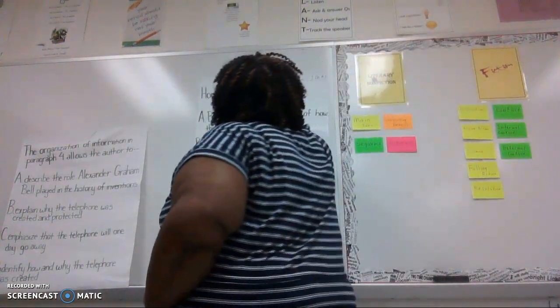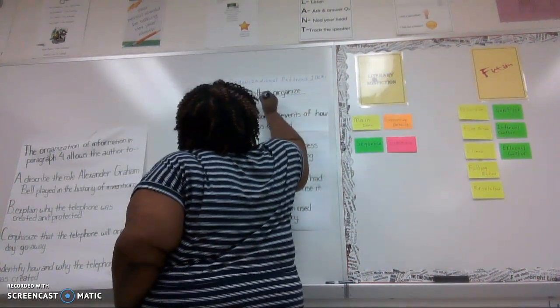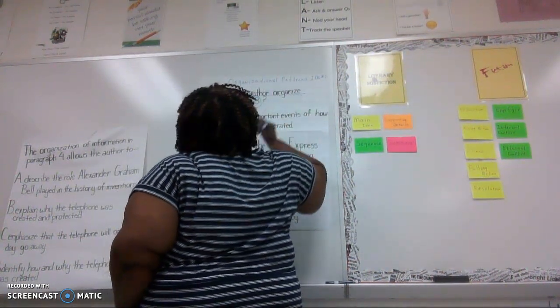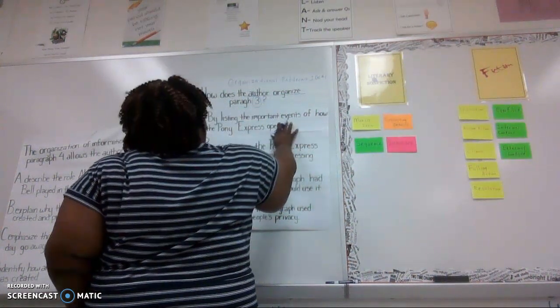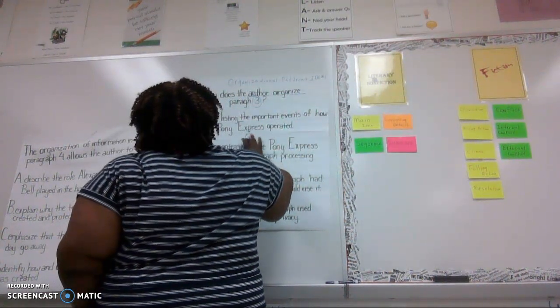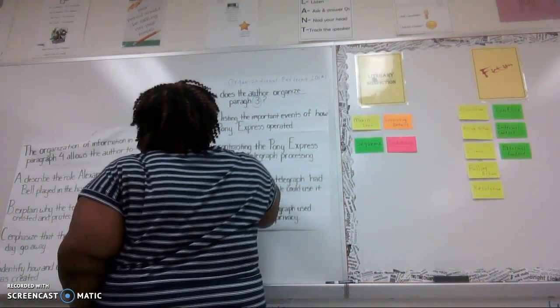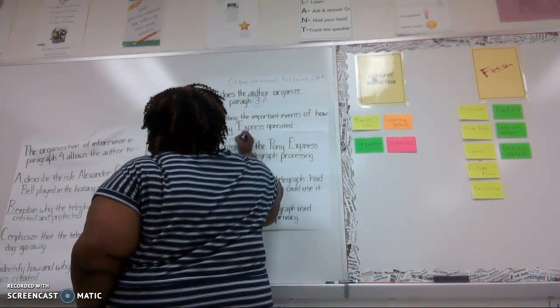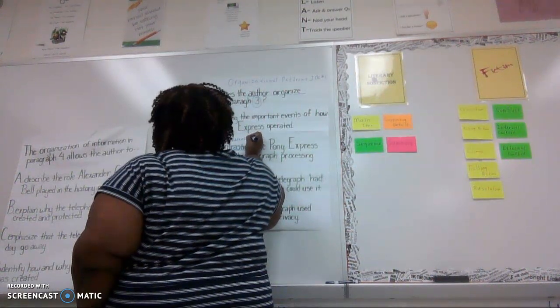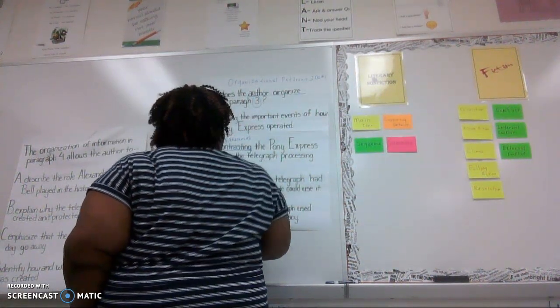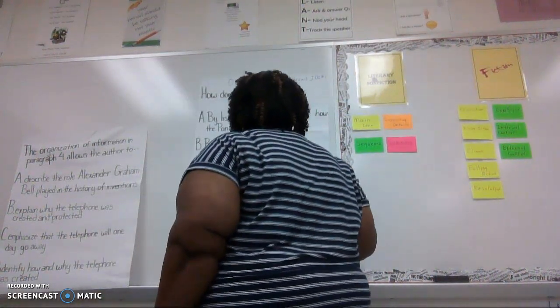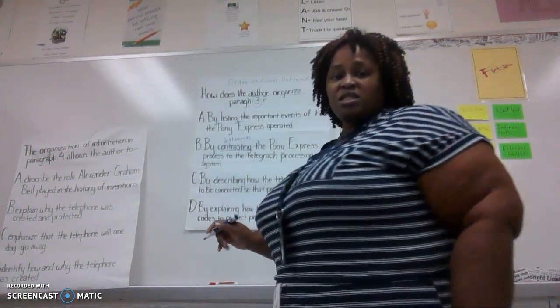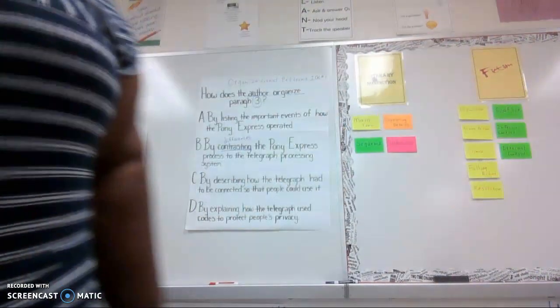Now, the author organized paragraph 3 by listing the important events of how the Pony Express operated, by contrasting differences, describing how, connected, and explaining how the telegraph was used.